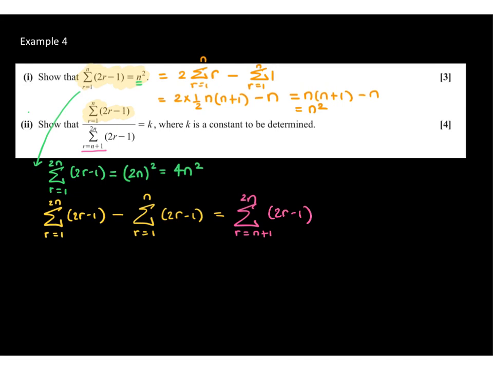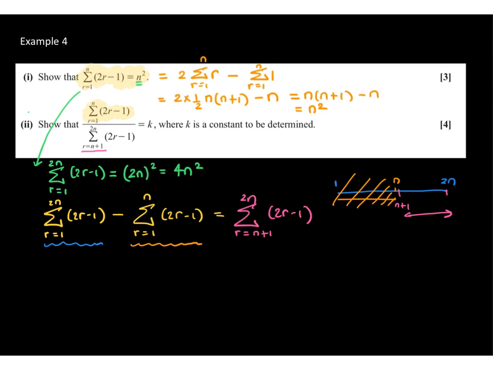So we have all of the sum of the terms between the first term and the 2nth term. That's what we have here. And we are going to take away the sum of all the terms between the first term and the nth term. So we're taking this part away like that, which of course means we then have the sum of the terms between the n plus 1th term and the 2nth term left like that, which is what we're looking for. So let's work this out.